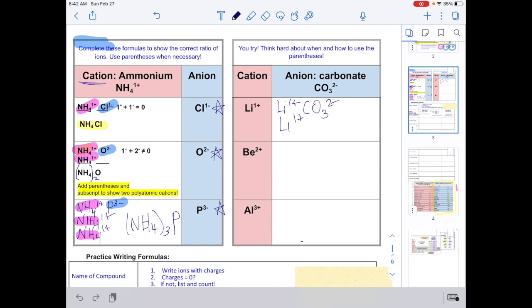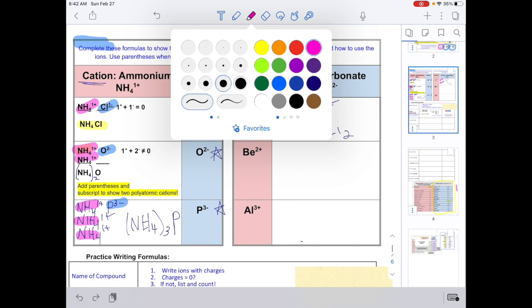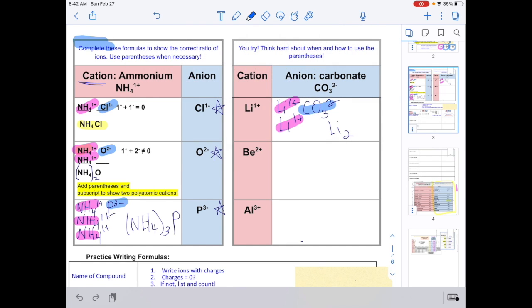So now I'm going to count. Now they add up to 0, so I'm going to count. Start with the positive. 1, 2 Li's. So I'm going to write Li with a little 2. And then I have 1 of this team. Remember, it's a team, so all of the parts of it are important. So I keep the 3 because that's part of the team, but it's 1 of the team, 1 CO3.